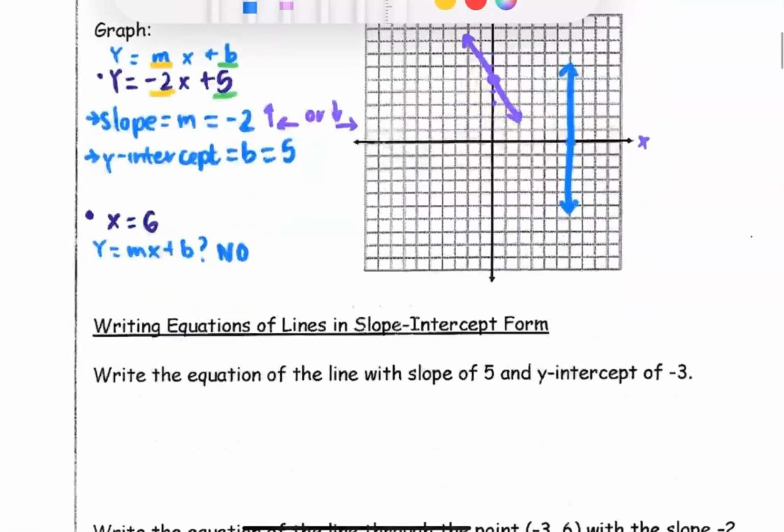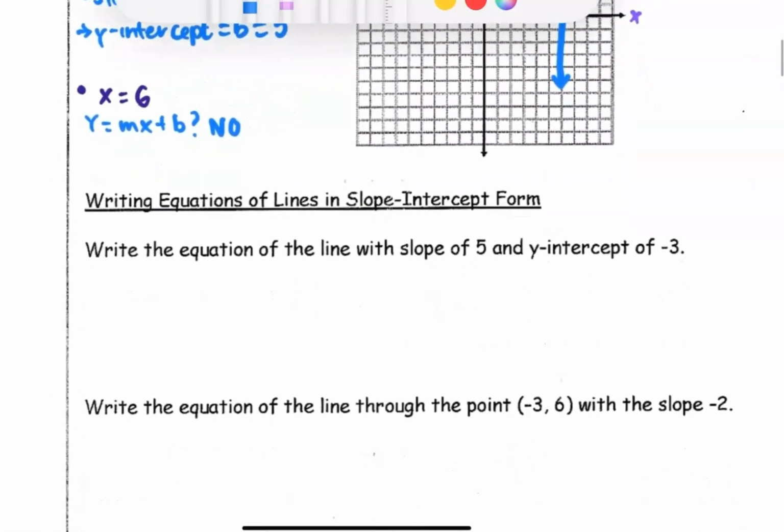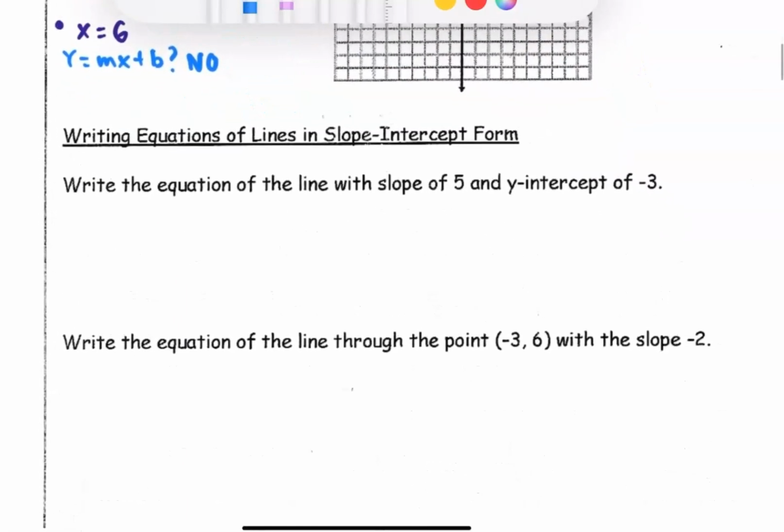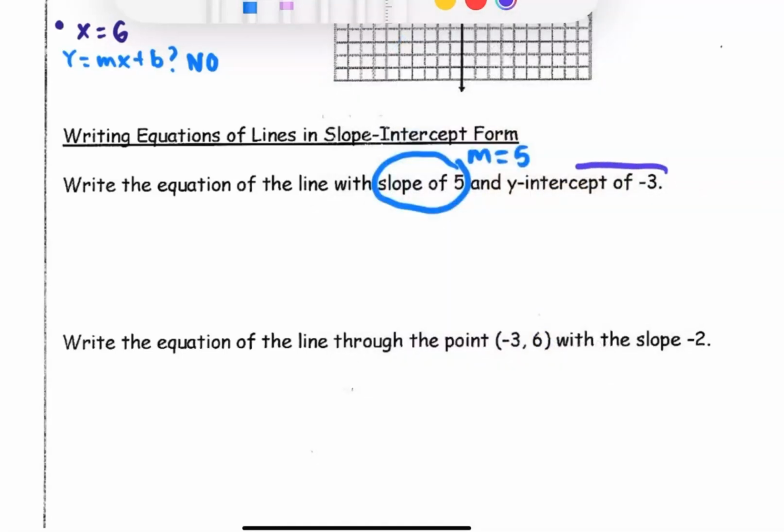Now we're ready to go over writing equations of lines in slope-intercept form. First of all, they tell you, write the equation of the line with slope of 5. So I'm going to circle that. Slope of 5. Remember, slope is m and m is 5. And the y-intercept of negative 3. So the y-intercept is b, that is negative 3.